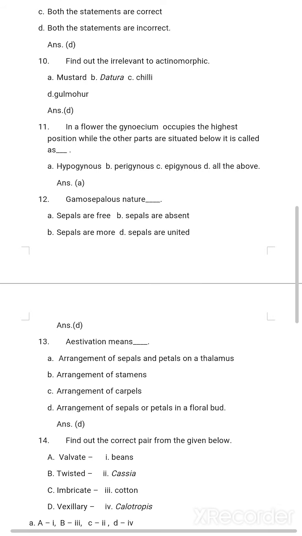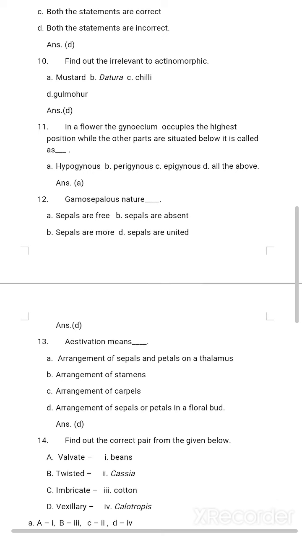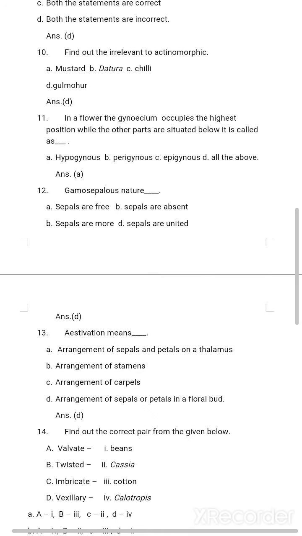In theory class we had a discussion, and I even showed that diagram on the screen. In a flower, the gynoecium occupies the highest position. It means the ovary is present in the highest position. The rest of the parts, like calyx, corolla, and androecium, are all present below the gynoecium, below the ovary. That kind of nature is called hypogynous, and the ovary is called a superior ovary. Understood? Very good.